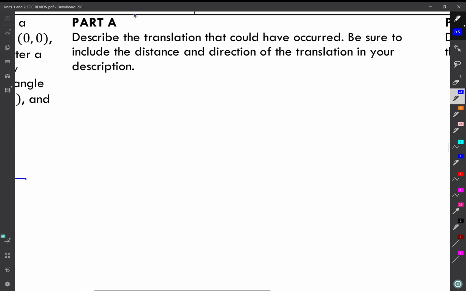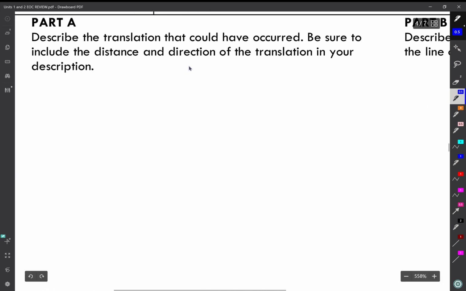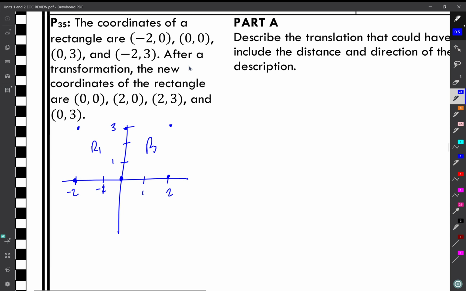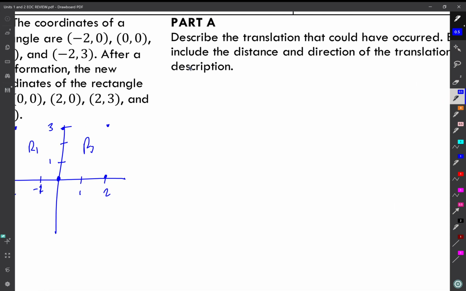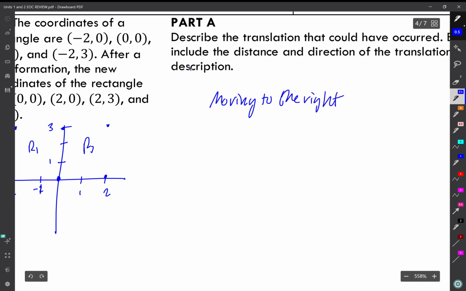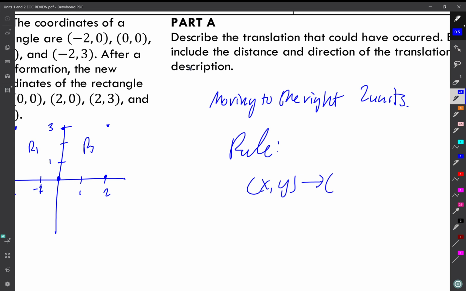Part A says, describe the translation that could have occurred. Be sure to include the distance and direction of the translation in your description. So, if we look at this, I am taking this rectangle and I'm moving it to the right 2 units. Okay? That's it. So, the translation is moving to the right 2 units. We can also write a rule for this if we want to. If I'm just moving to the right, that's a plus in the x direction, so plus 2. The y doesn't change at all because we're not going up or down. So our rule would be x plus 2, comma, y.